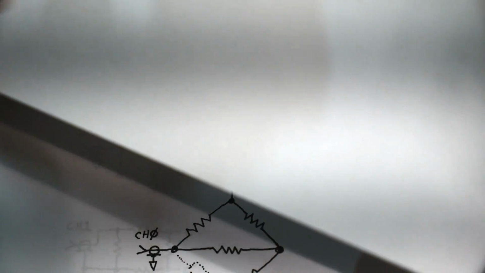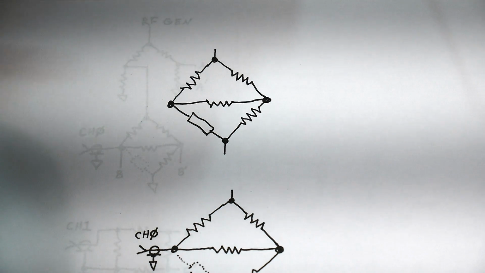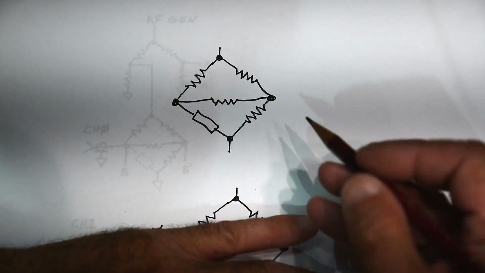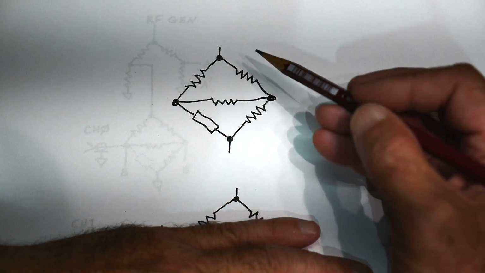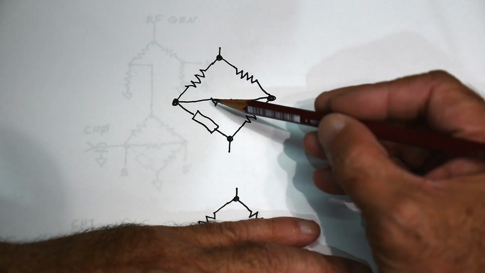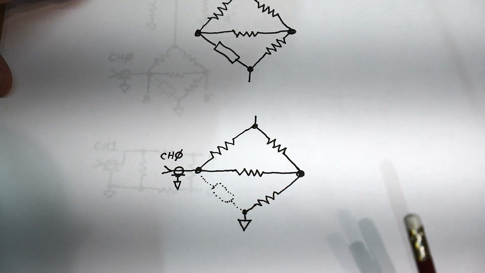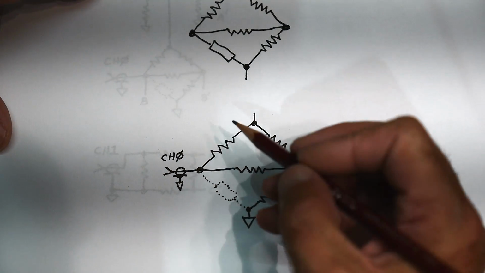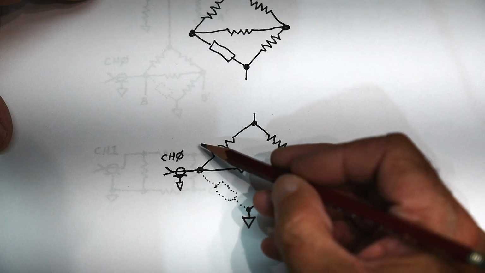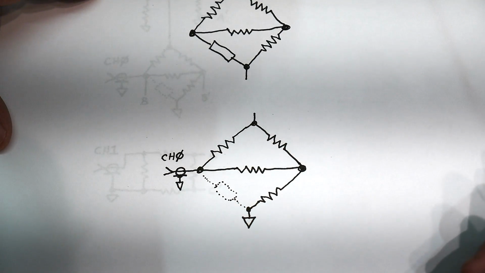All right, so we looked at bridge circuits, and here's a bridge circuit with a center resistor. And this is the circuit that's in the NanoVNA. So inside the NanoVNA is a bridge circuit with one of those resistors across.